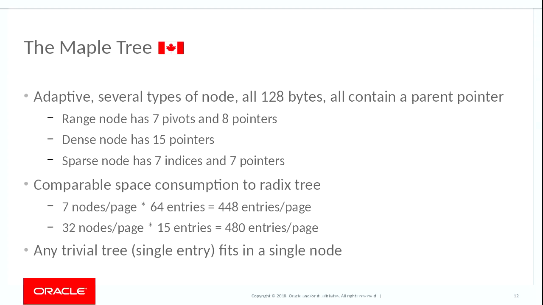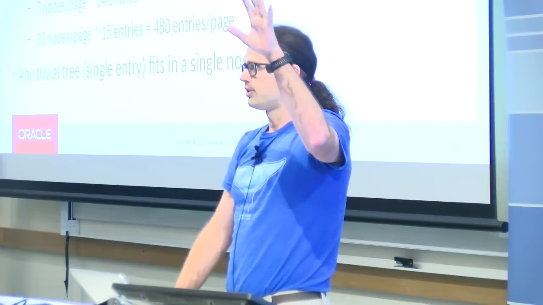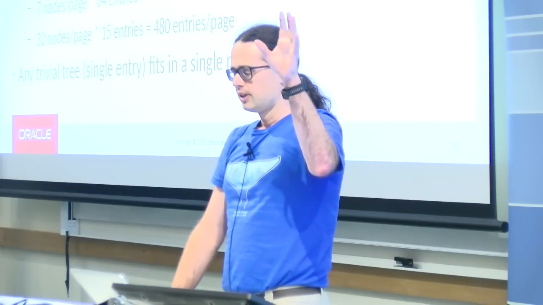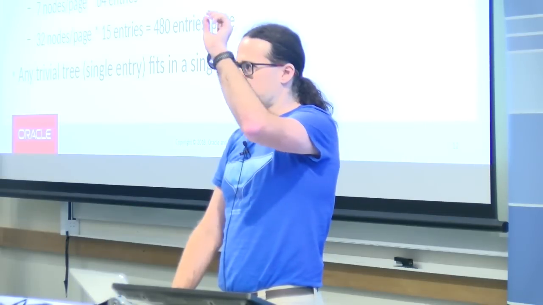So a colleague, Liam, and I came up with something we're calling the Maple Tree. The reason it's called the Maple Tree is because we're both Canadian, very patriotic people. So the Maple Tree is an adaptive tree. We have several different types of node. A range node, you'd probably start at the top of the tree looking at a range node. In the range node, you would have 8 pointers and 7 pivots.